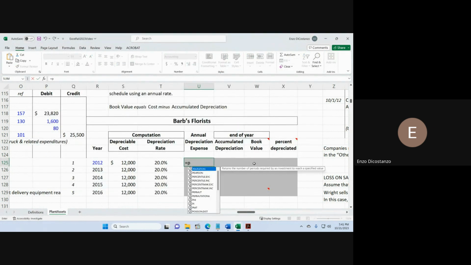So the expense is going to be the product of the 12,000 times the 20%.